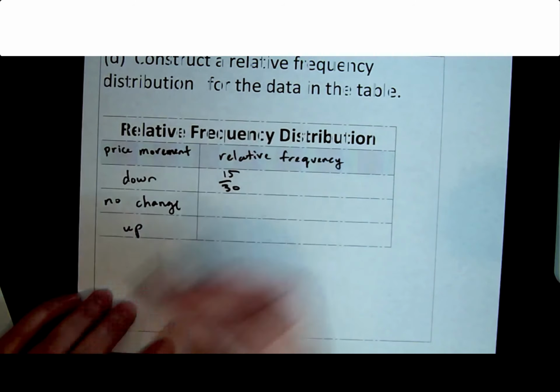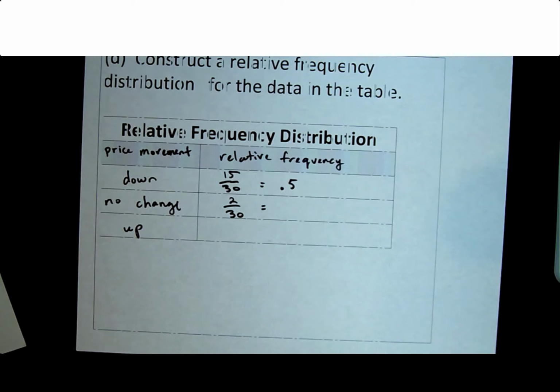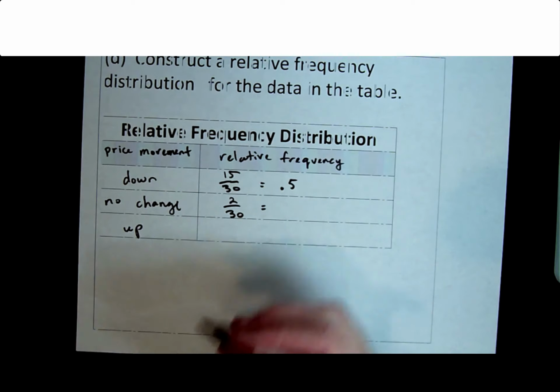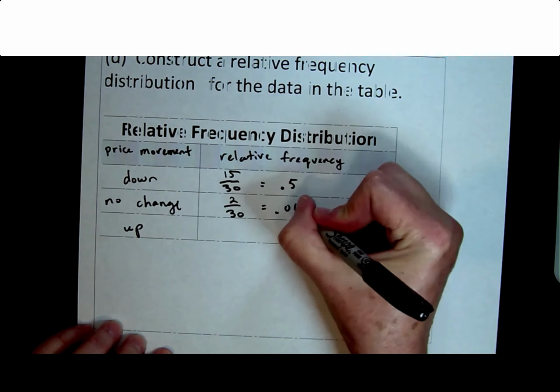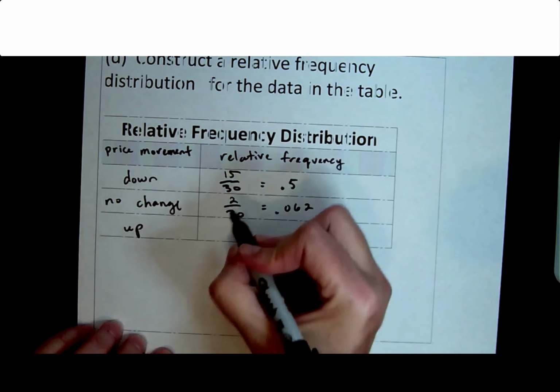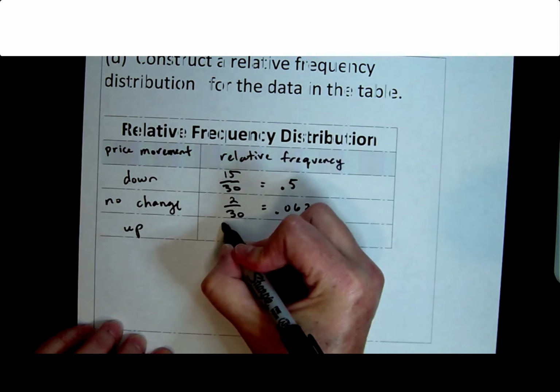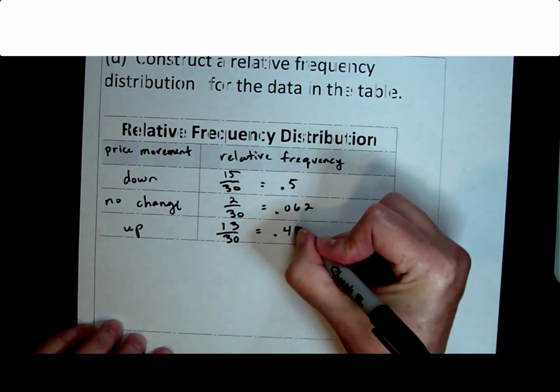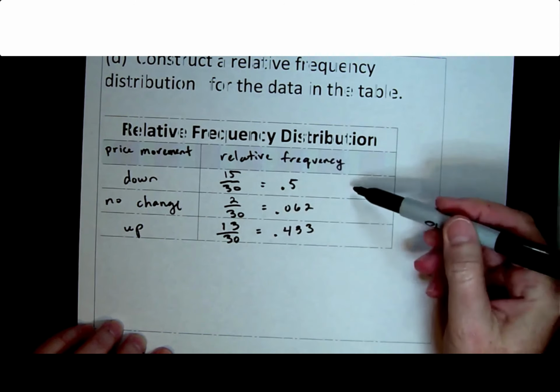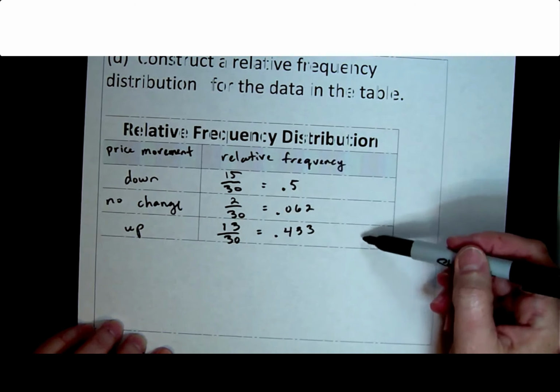No change. 2 of the 30 measurements were no change. That works out to be 0.062. And for up, it was 13 of the 30 measurements were up, and that works out to be 0.433. So again, you have 50%, 6.2%, 43.3%, but we'll stick with the decimal measurements.